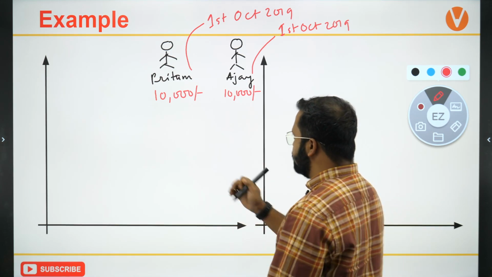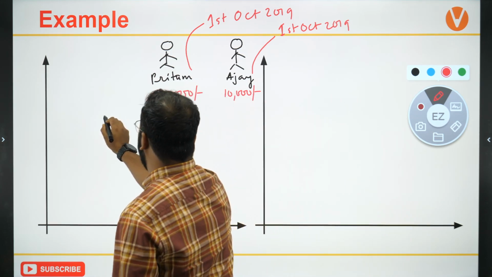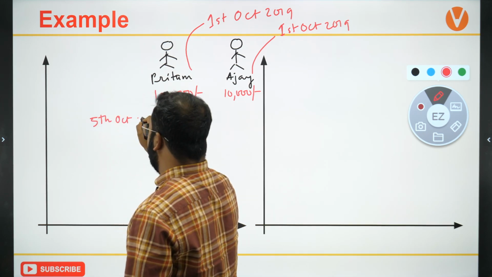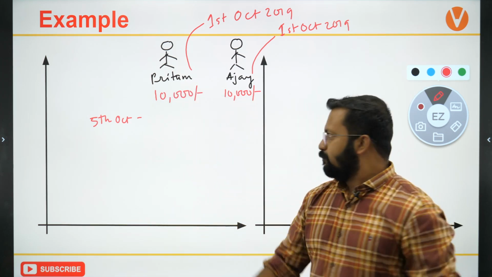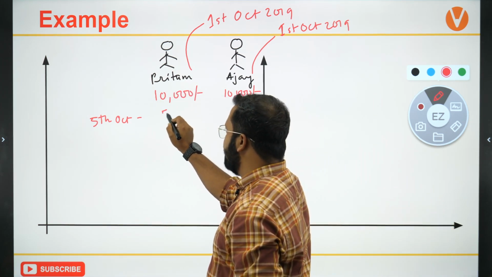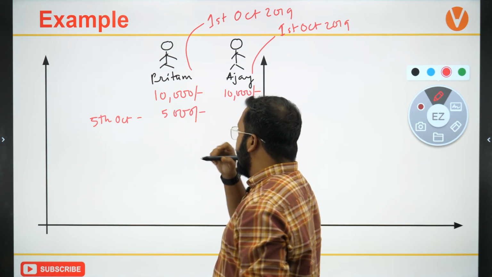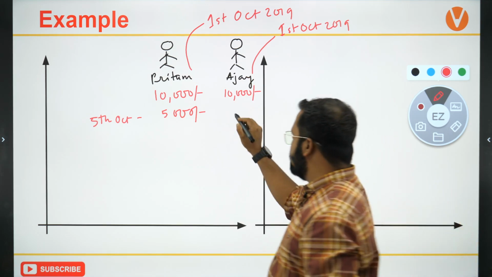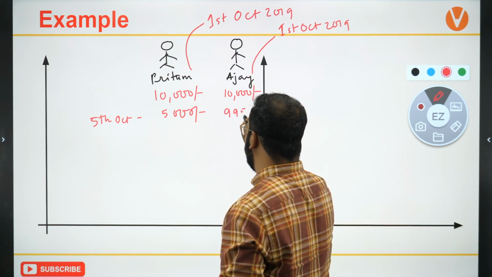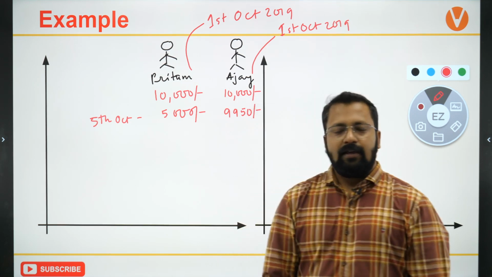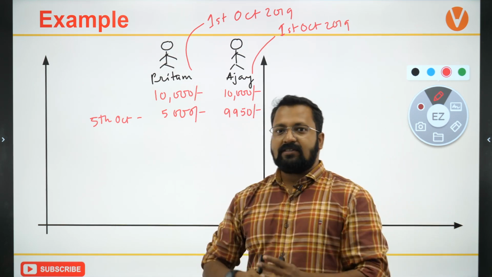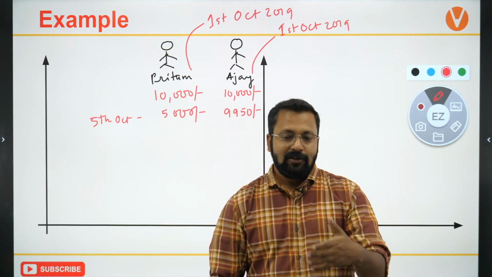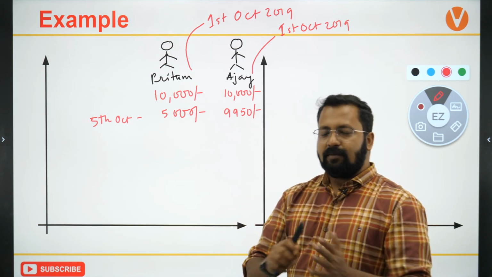So what happens is that on probably the 5th of October, Preetham has spent probably 5,000 rupees on a party, and by the 5th of October, Ajay has spent only 50 rupees. So the amount of money that he has is 9,950. Okay, now Preetham just realizes that 5,000 rupees are gone. 5,000 rupees are gone. So he comes to his friends and tells them that, okay, fine, I have to save money.